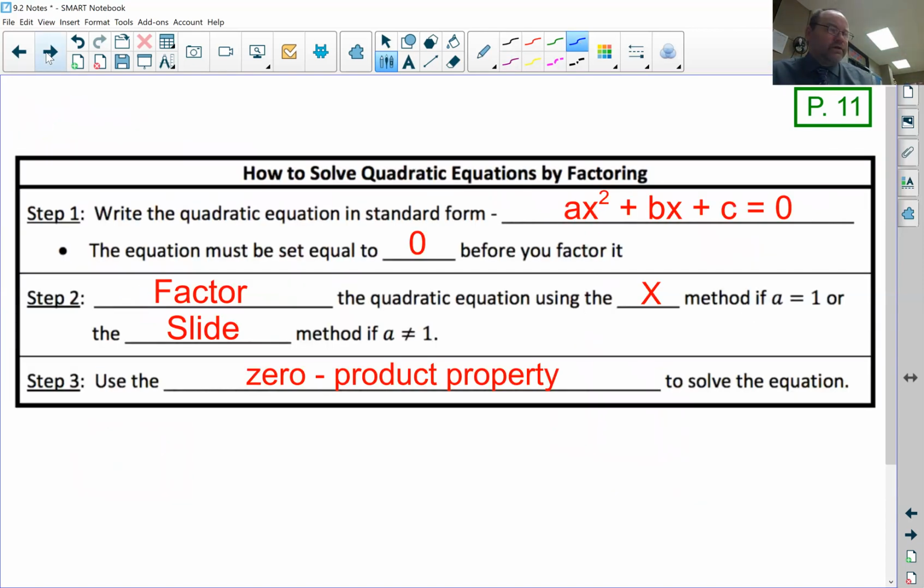Now, we're gonna up the ante a little bit. All right, so on the top of page 11 in your packet, write the quadratic equation in standard form. So we have it equal to 0. Have to do that first. As the little bullet point says there, the equation must be set equal to 0 before you can factor it. Factor the quadratic equation using the x method, if a is equal to 1, or the slide method if a is not equal to 1. And finally, use the zero product property to solve the equation.